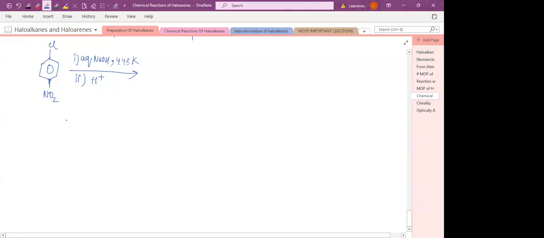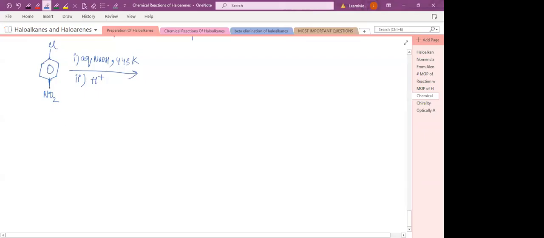So it is very simple now. See what happened. This NO2, when the electron withdrawing group is present at ortho and para position, it will increase the reactivity. It will increase the reactivity, meaning it makes the reaction fast. It will increase the rate of reaction, right? So it will increase the reaction rate.